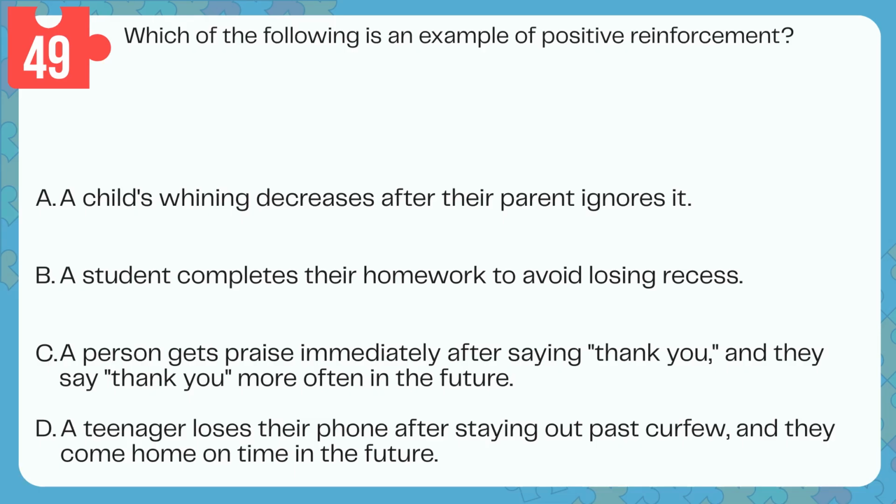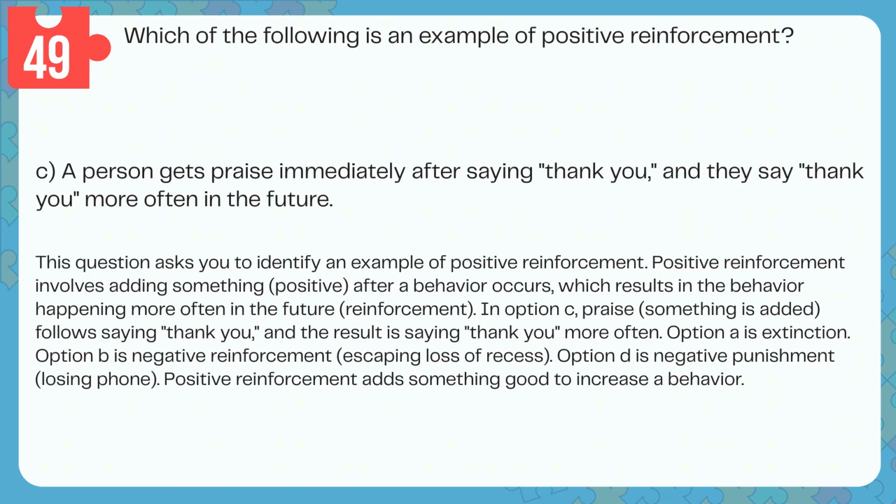Question 49. Which of the following is an example of positive reinforcement? A. A child's whining decreases after their parent ignores it. B. A student completes their homework to avoid losing recess. C. A person gets praise immediately after saying thank you, and they say thank you more often in the future. D. A teenager loses their phone after staying out past curfew, and they come home on time in the future. Answer: C. A person gets praise immediately after saying thank you, and they say thank you more often in the future.